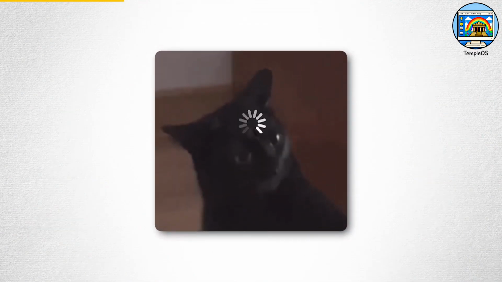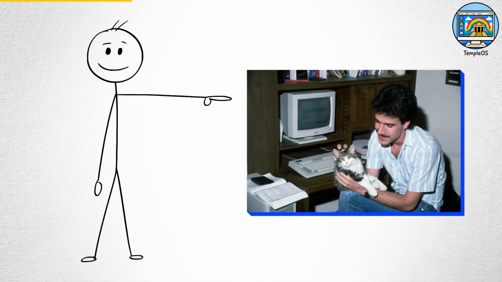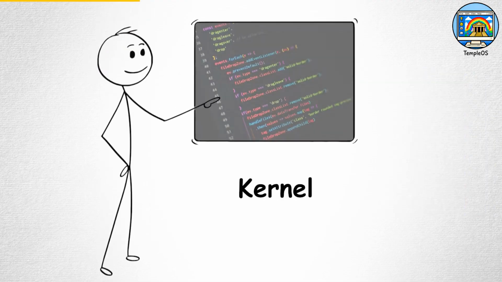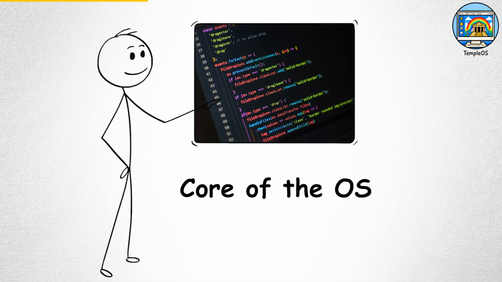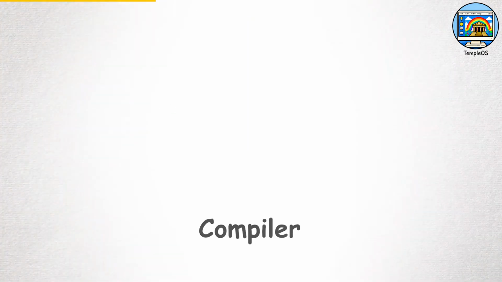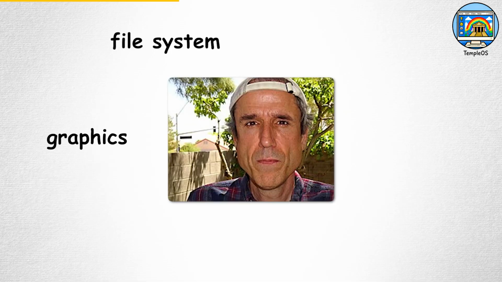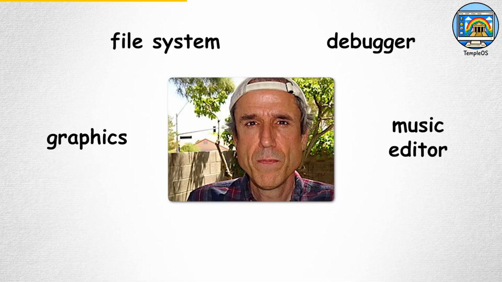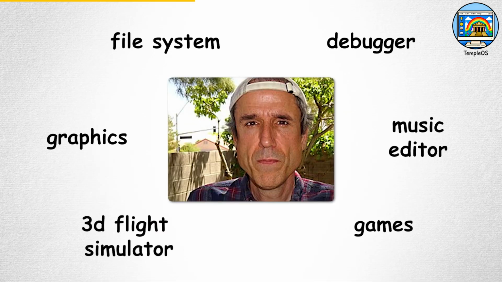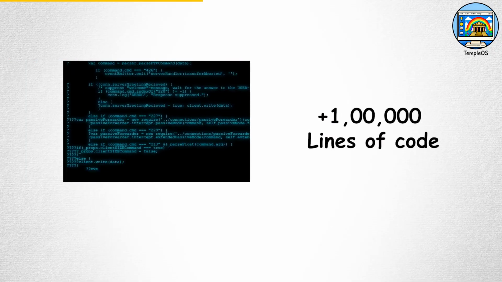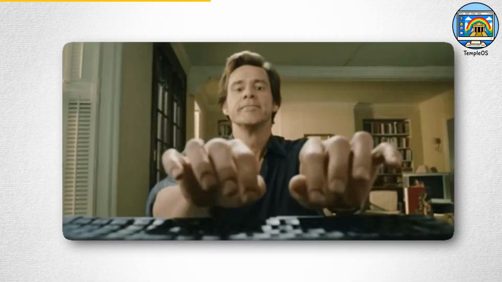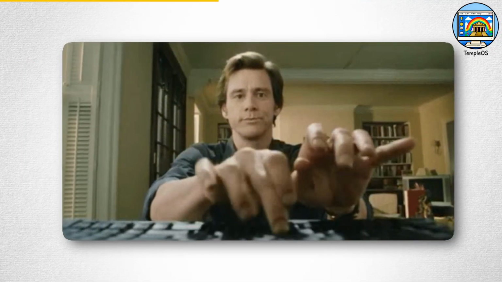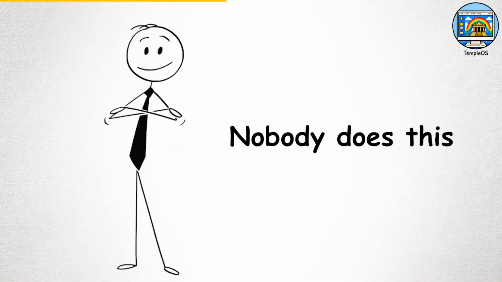And I know that sounds like an exaggeration, so let me explain what he actually made. He wrote the kernel, that's the core of the OS, the thing that talks to your hardware. He wrote the compiler, which is the tool that turns code into something a computer can actually run. He wrote the graphics, the file system, a debugger, a music editor, games, and a working 3D flight simulator. Over 100,000 lines of code, every single one of them written by him, alone. Now, normally, nobody does this.